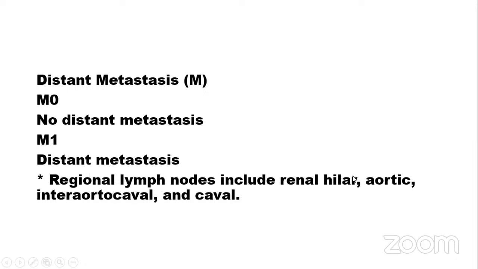Regional lymph nodes include renal hilar, aortic, interaortocaval, and paracaval. Very important. The right one passes to the interaortocaval nodes. The left goes to the para-aortic lymph nodes. The left RCC to the para-aortic, the right one metastasizes to the interaortocaval. So this is the most common: renal hilar, aortic, interaortocaval, and paracaval.